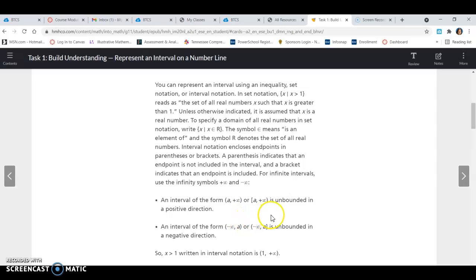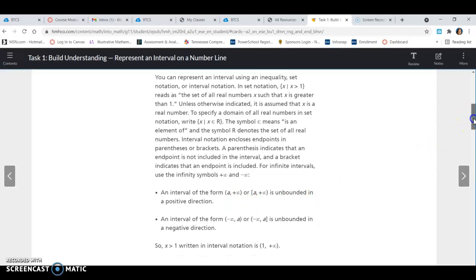All right, an interval of the form (a, positive infinity) or [a, positive infinity) is unbounded in the positive direction. So this one has an open circle if you were graphing it, and this one would have a closed circle because of the bracket. This means the endpoint is not included: a is not included in this interval. This one means a is included in the interval. And both of them are unbounded in the positive direction because of the positive infinity sign.